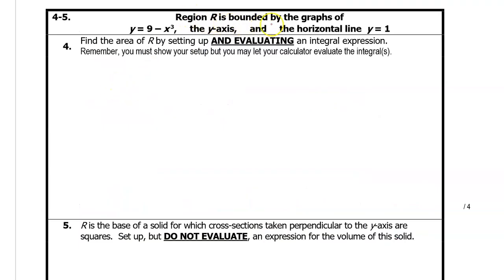Region R is bounded by the graphs of y equals 9 minus x to the third power, the y-axis, and the horizontal line y equals 1. For number 4, find the area of R by setting up and evaluating an integral expression. Remember, you must show your setup, but you may let your calculator evaluate the integrals.